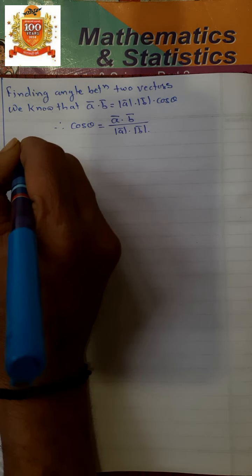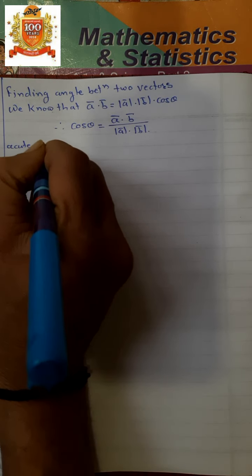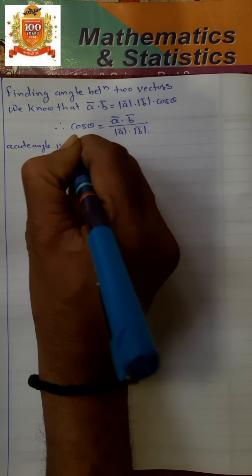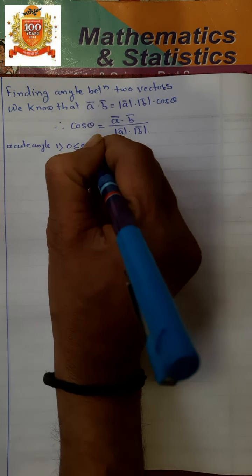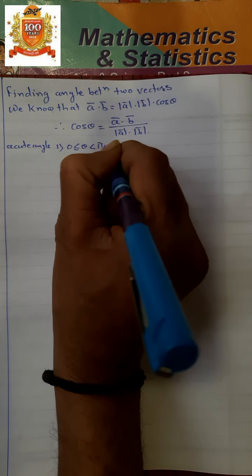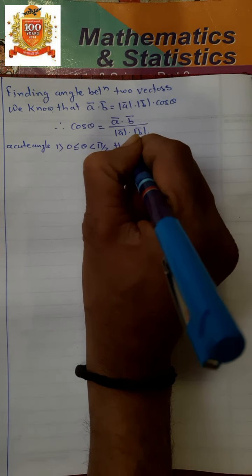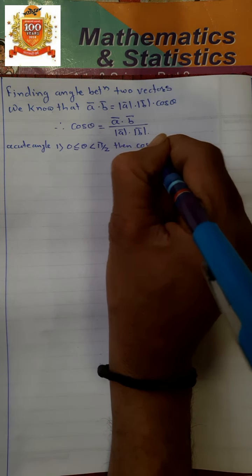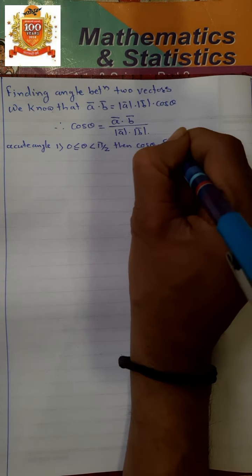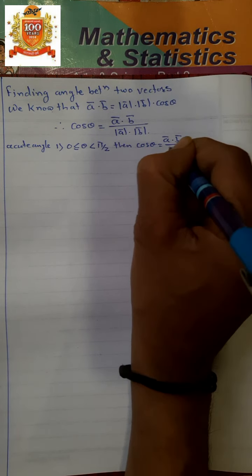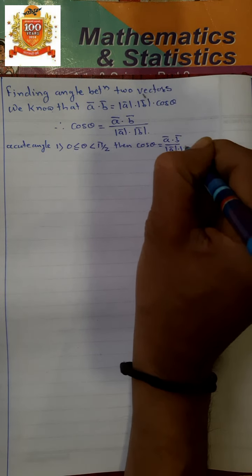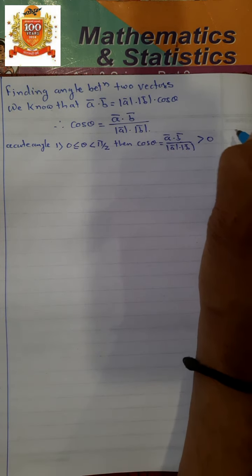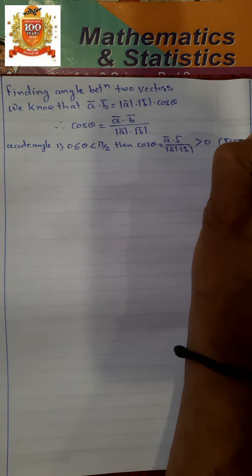Acute angle, that is 0 is less than or equal to theta is less than pi by 2. Then cos theta is equal to a bar dot b bar upon mod of a bar into mod of b bar is always greater than 0. That is first quadrant.